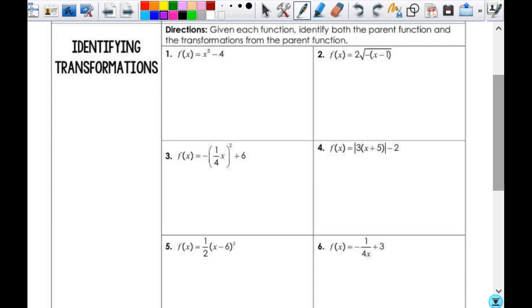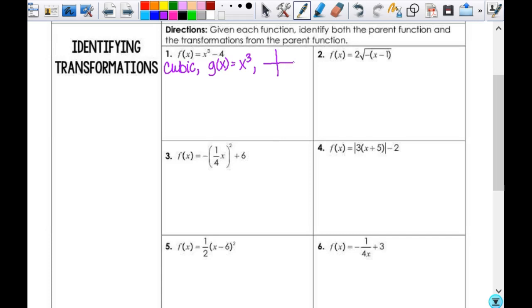So when we look at number 1, what would be the parent function of that function? Or what kind of parent function is it? What's it called? Cubic. Okay, so we're going to write down cubic because that's the name of it. Then we're going to write the actual equation for it. And since this is f of x, we'll use g of x. And since it's cubic, it would be x cubed. And then we're also going to sketch a little picture of what it looks like.